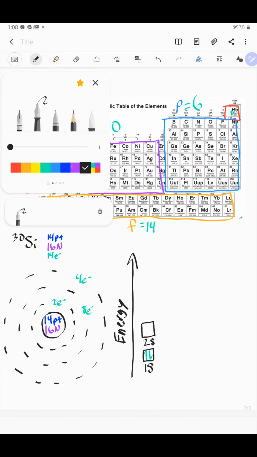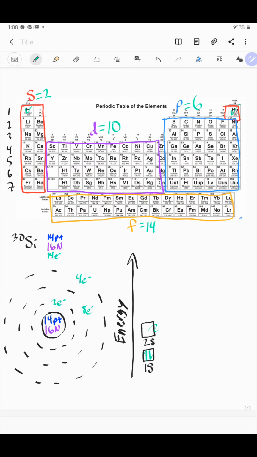And draw in our electrons. So we have 1 electron up, 1 electron down. We can cross off on the periodic table where we're at. 1, 2.